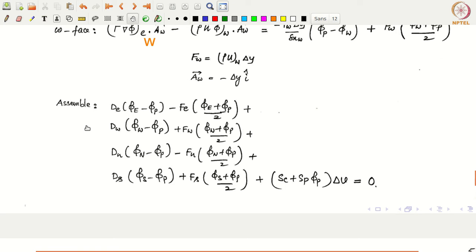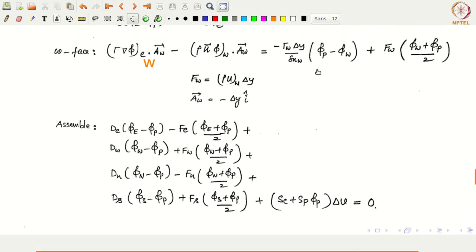We have dE times (phi east minus phi p) minus fe times (phi east plus phi p)/2, plus dw. Here I have changed the order of phi w and phi p, which is why I could get a plus here instead of minus. And we have plus fw times (phi w plus phi p)/2. The north would be similar to the east face. This is what we have to verify.